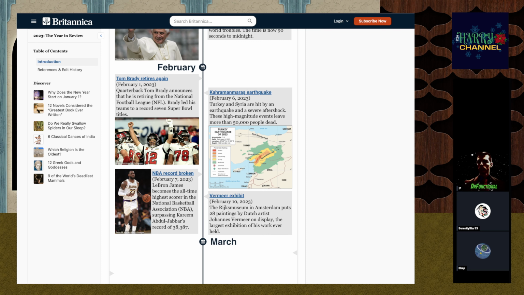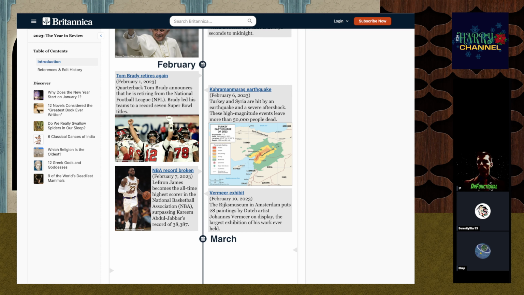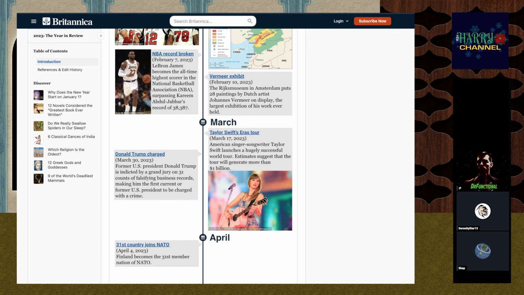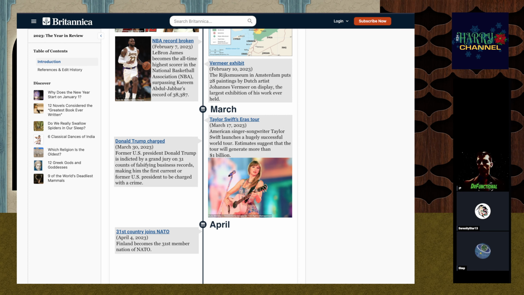I like a good Vermeer as much as the next person, but the fact that there were more of them in one place, it's like, okay, this is not important. It's cool, but it's good art, but it's not that good.